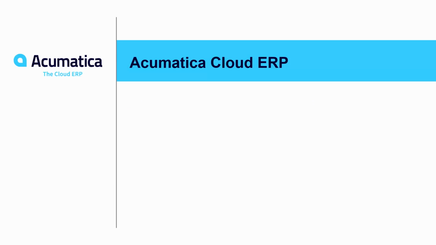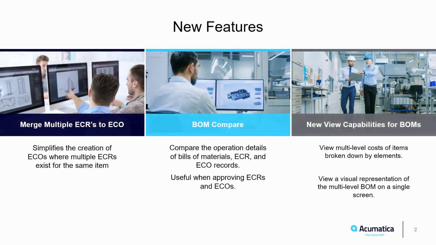Acumatica Cloud ERP, Process Improvements for Engineering. Acumatica has now released a few new features in the Bill of Material module to help engineers reduce the number of keystrokes, which leads to increased throughput.